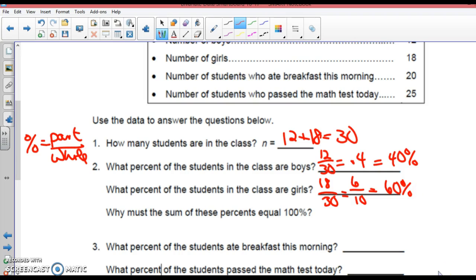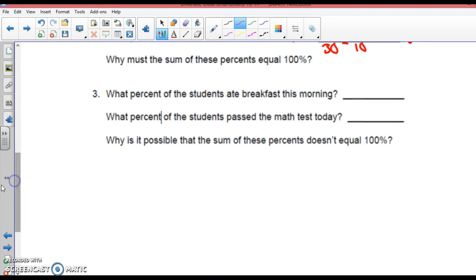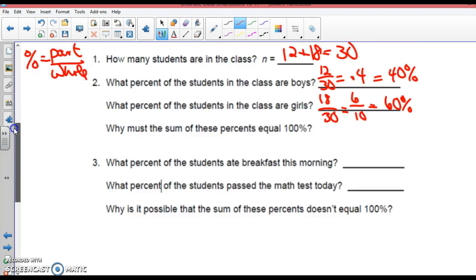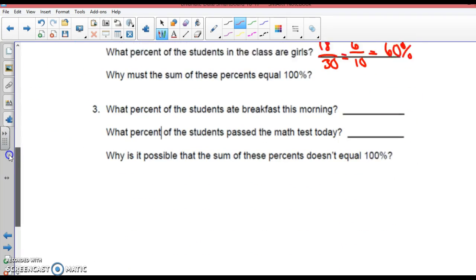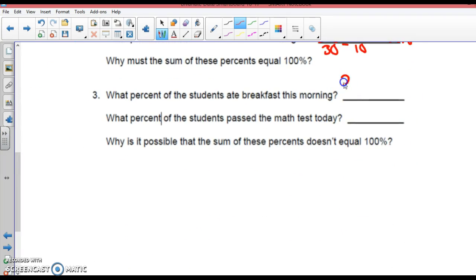Why must these sums be parts of 100? Well, because it's only boys and girls. So the total class has to be represented by 100. What percent of the students ate breakfast this morning? Well, if you look at the numbers, 20 breakfast this morning. So 20 out of 30, 2/3, which is 0.6 repeating. So that would be 67% if I round to the nearest percent.